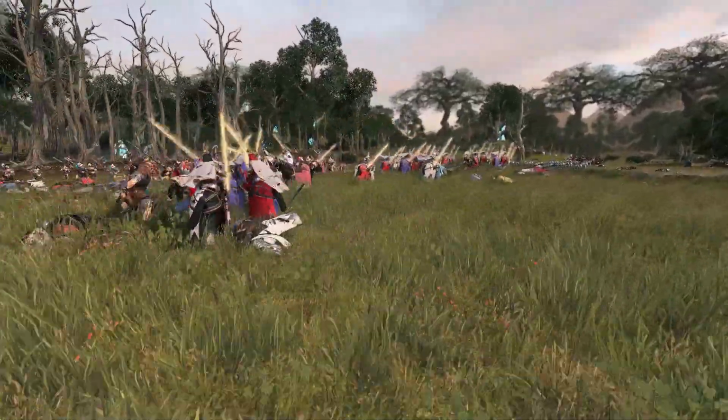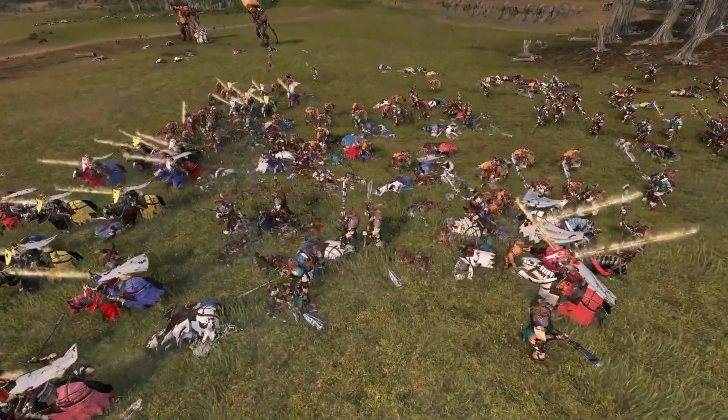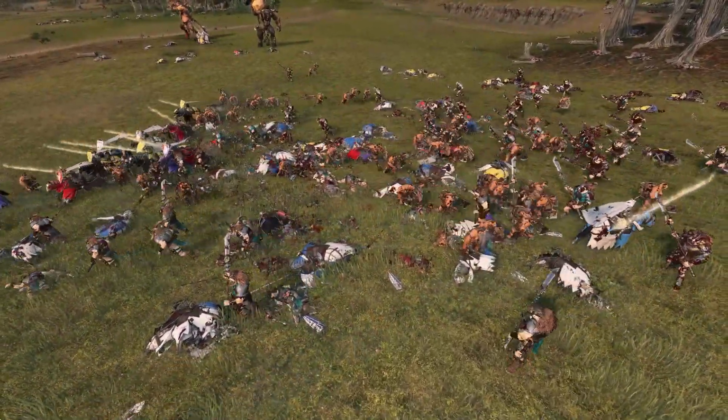In the next video, I want to take a closer look at resistances and modifiers while giving you some examples of combat.